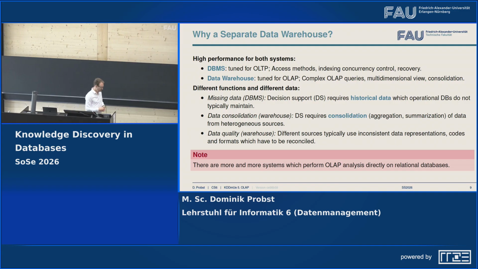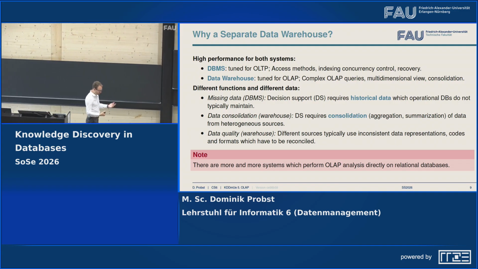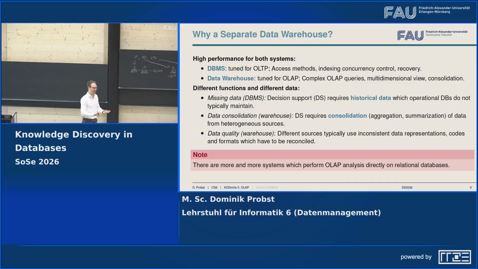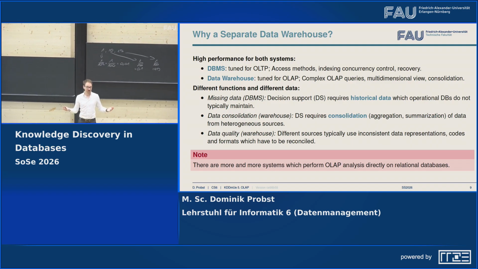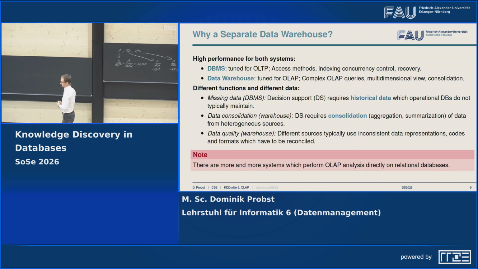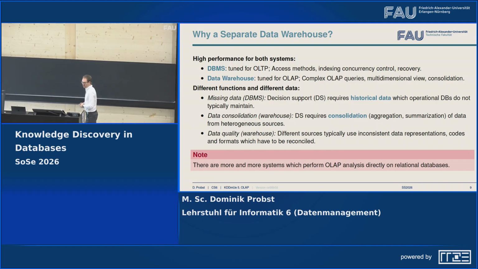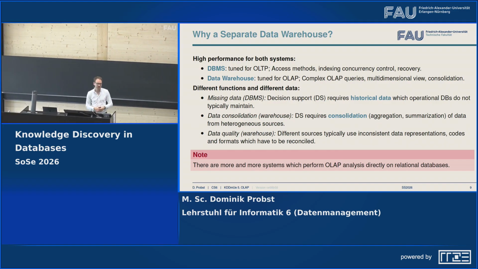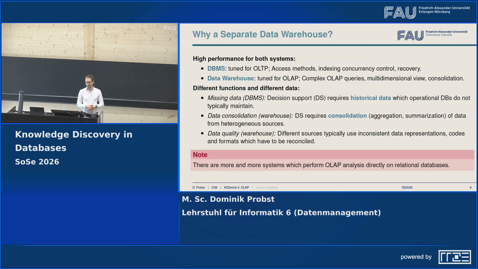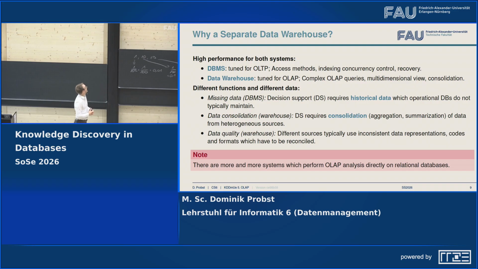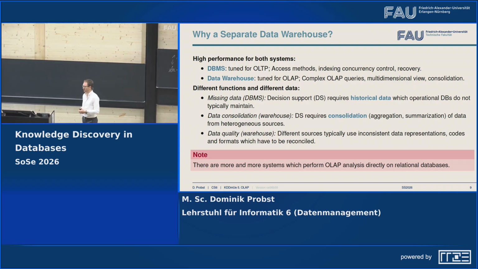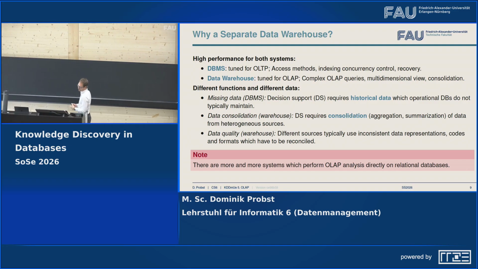So in a database management system, we, for example, remove data which isn't current anymore, which isn't needed anymore from the data store. But in a data warehouse, we store all data, all historical data, so we can perform historical analysis. In a data warehouse, we try to aggregate, summarize data from heterogeneous sources, which is something we do not do in a database management system, where we only have one source. And in a data warehouse, we also try to have a better data quality than in a day-to-day database.